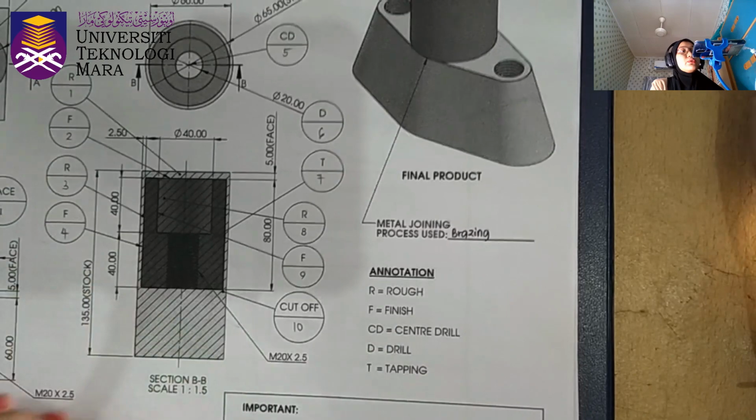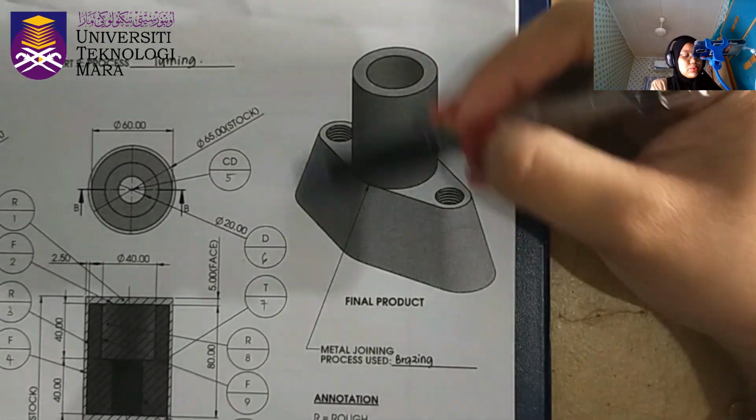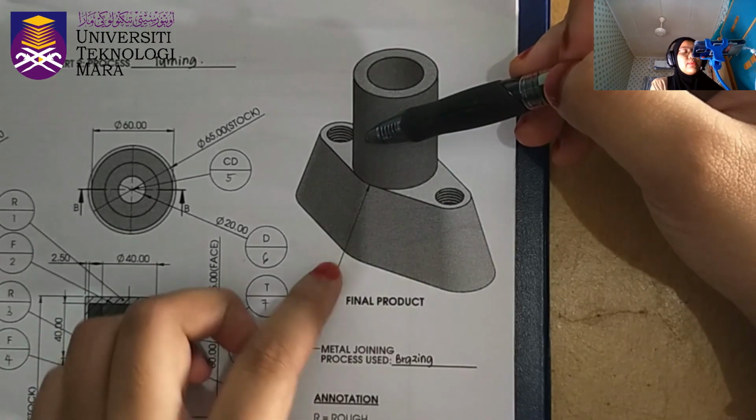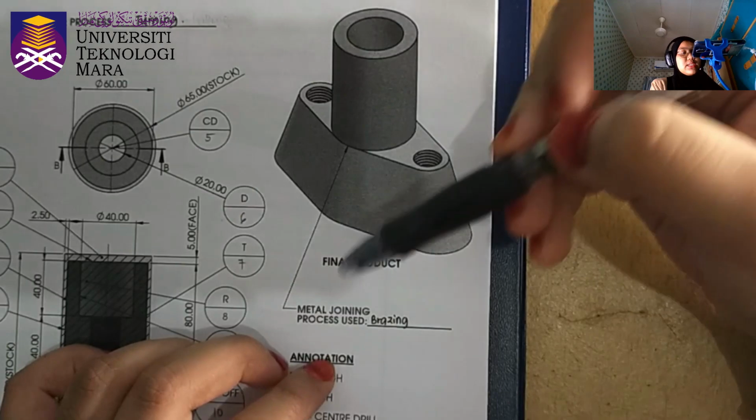So to join these two sections, which is the final product, the metal joining process used is brazing.